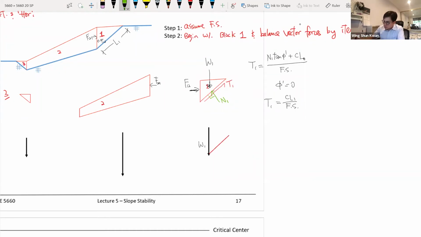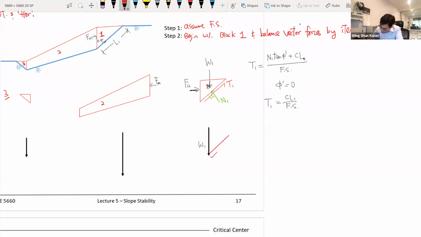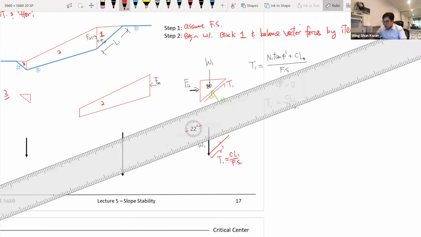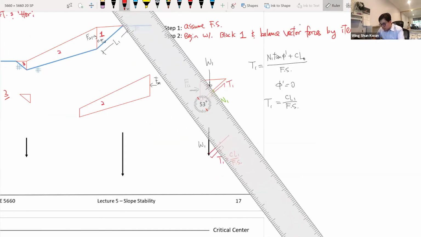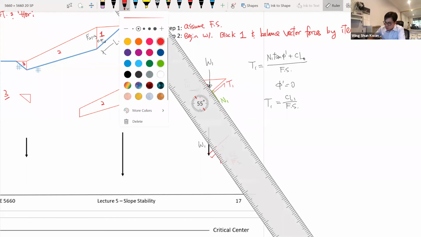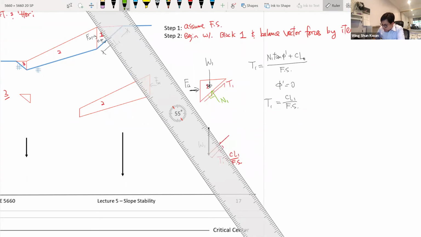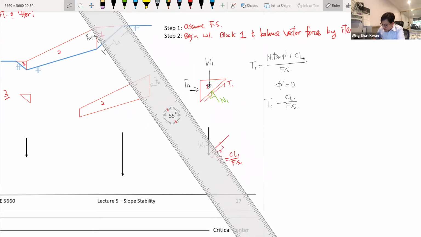And then, for example, you can calculate the magnitude of T1. So now you know T1 is this much. T1 equals the cohesion times the safety. So you know it's right there. And now you also know the orientation of N1. You start from there. Well, I just move it here. It will make my life easier.